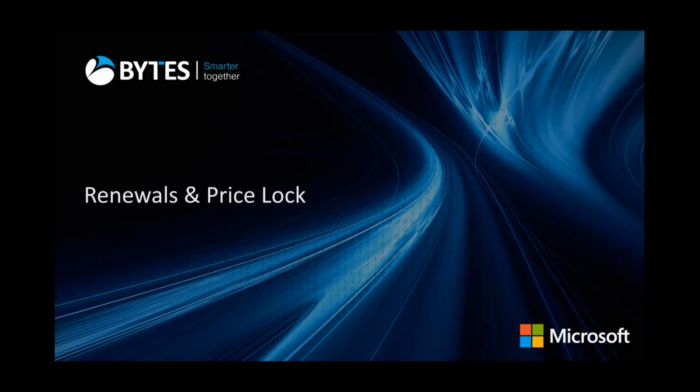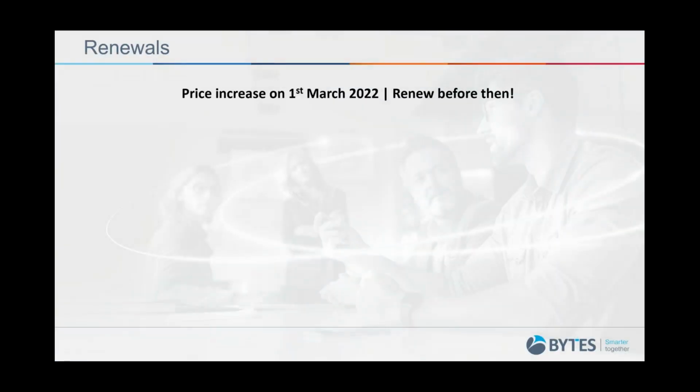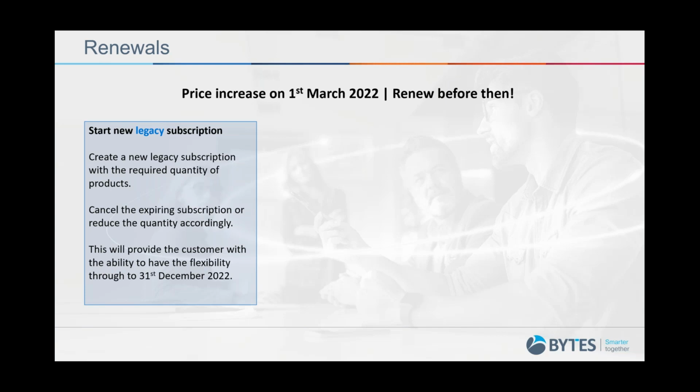So let's look at some renewal options and some examples. As previously explained, from the 1st of March, no customers will be able to buy new legacy offers. I know through the partners that transact through Bytes today, there's a huge number of customers with renewals due over the next few months. So we really need to discuss the options with your customers as soon as possible to try and avoid the price increases on M365 and to lock in prices in February.